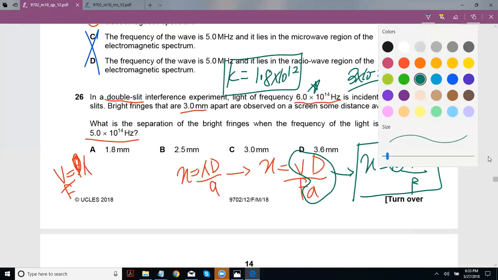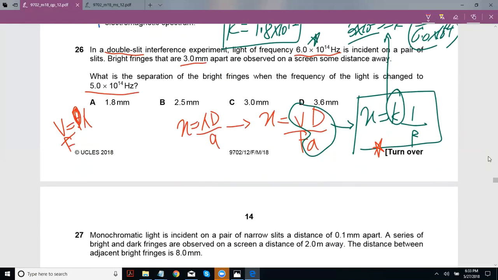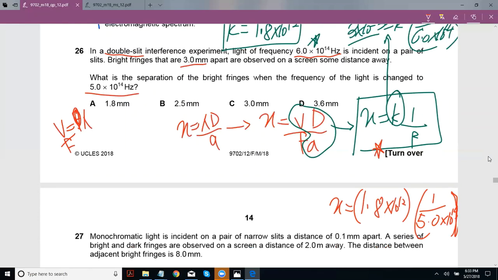Now you simply solve. So you place it again in the formula. In this particular formula, you want to figure out x. So you take your constant 1.8 into 10 to the power 12, and you multiply it by 1 upon frequency, because that's your formula. What is your new frequency? Is 5.0 into 10 to the power 14. I believe Ashad has an answer for us. 3.6 into 10 minus 3. That's 3.6 millimeters. Yeah, and very good.